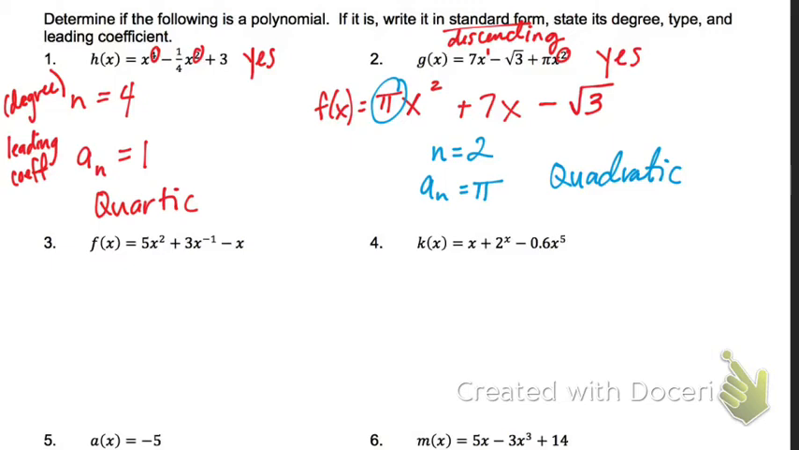Okay, number 3, my exponents. Are they all real integers or whole numbers? No, because of the negative 1. So no, you can't have negative exponents. They must all be positive real numbers.